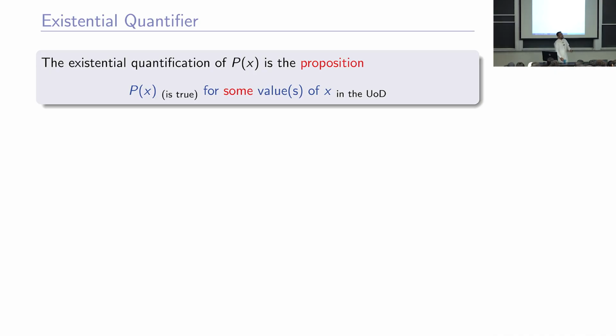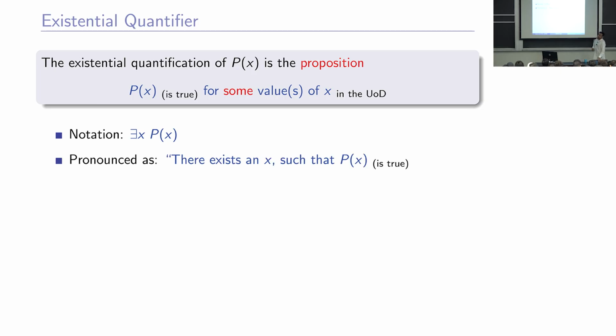When I want to say that for at least one value of x in the universe of discourse, P is true, then I use the existential quantifier. This is the notation for it: there exists an x such that P of x. You pronounce it as there exists an x such that P of x, but we mean by that there exists an x in the universe of discourse such that P of x is true.